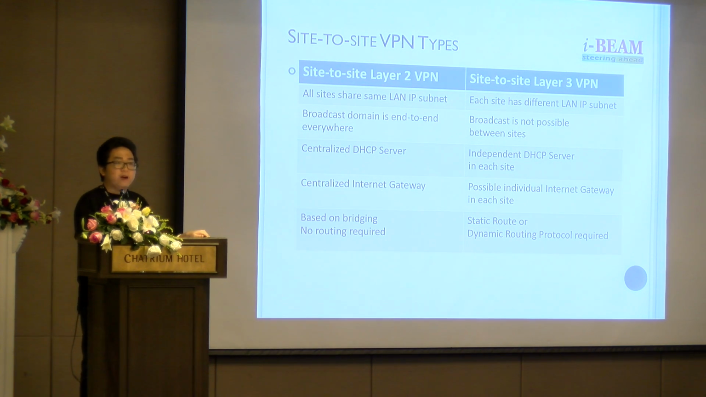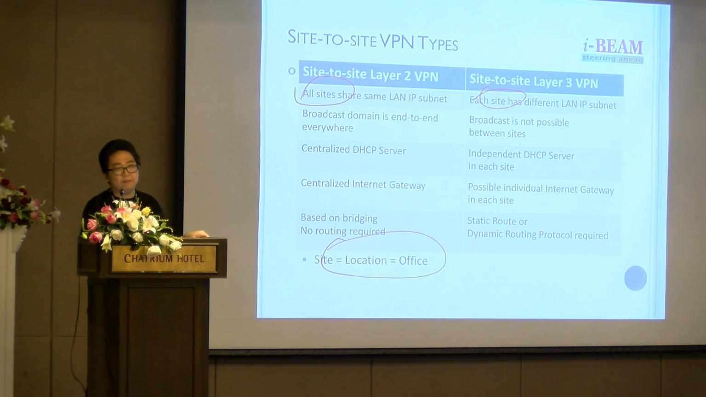So this is the difference between layer 2 and layer 3. But in this presentation, we will mainly focus on layer 2 VPN. And by the way, what I always say, site, it means location or office. This is the technical term in the VPN. Normally we say site to site, it means office to office, or specifically maybe head office to branch office, or branch office to another branch office. This is site.